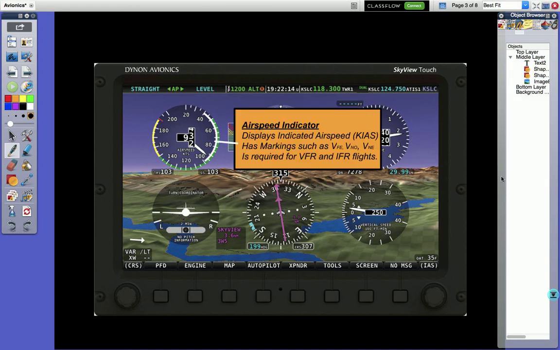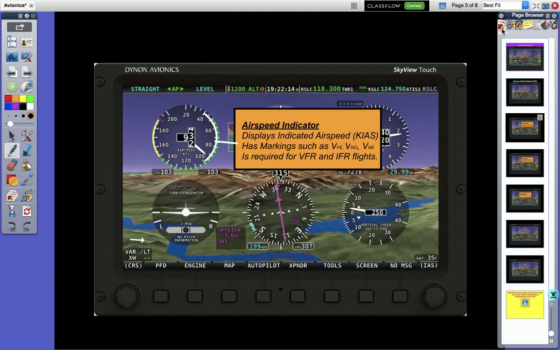Next thing we're going to talk about here. Oops, we just went through the airspeed indicator, didn't we?